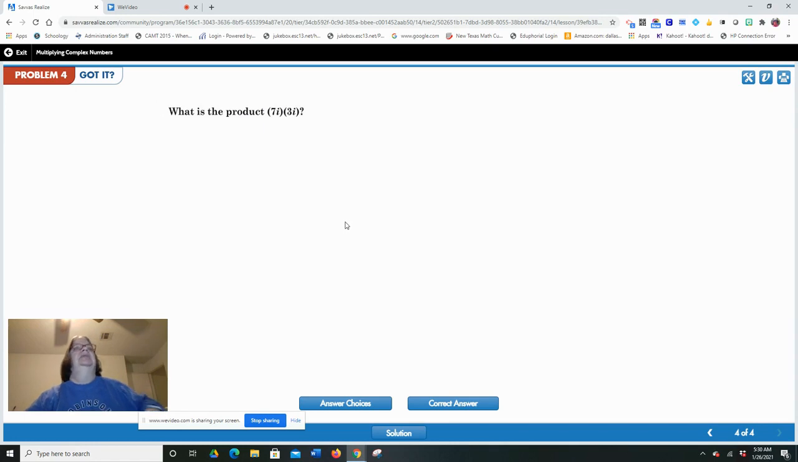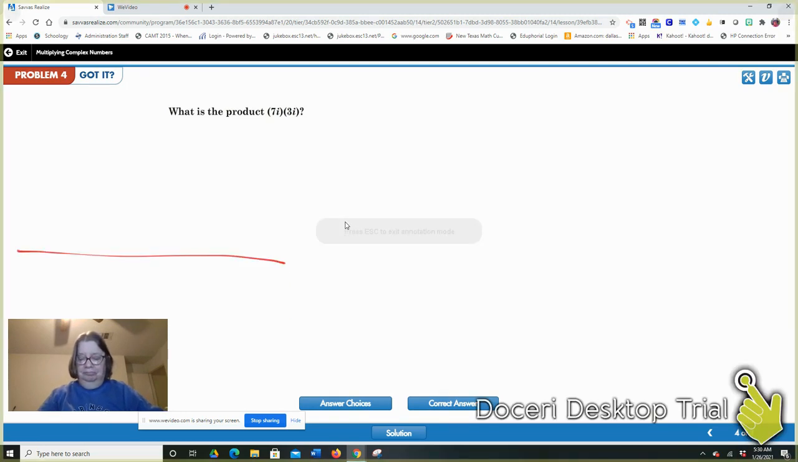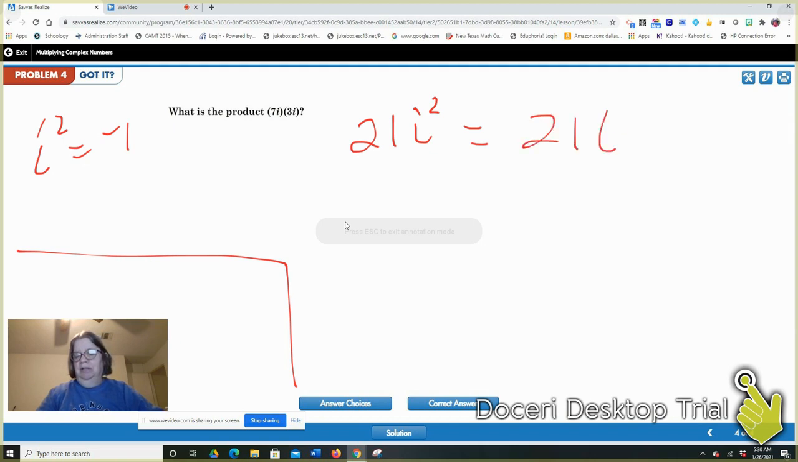What is the product? 7i times 3i. This is just like if you were multiplying 7x times 3x. You multiply the 7 and the 3. 7 times 3 is 21. i times i is i squared. Oh, i squared. That's a very important thing. What's i squared? i squared is -1. So this is 21 times -1, which is -21.